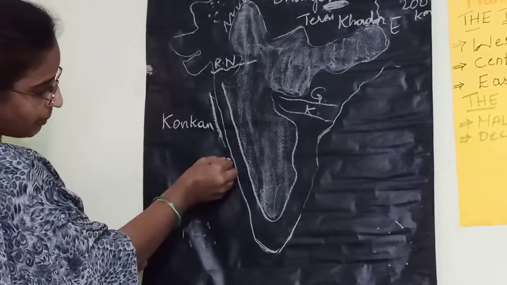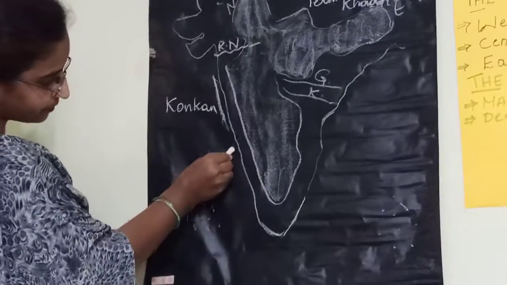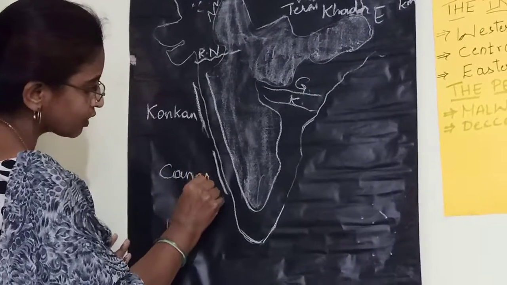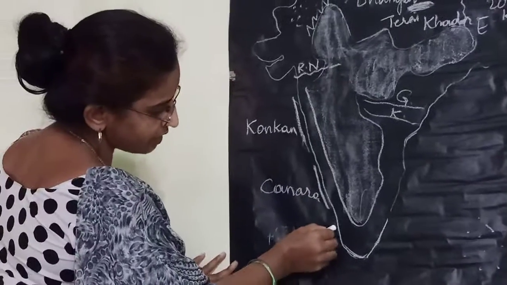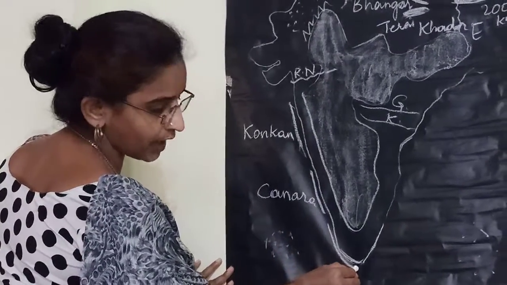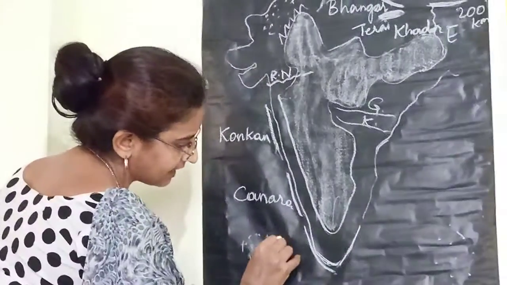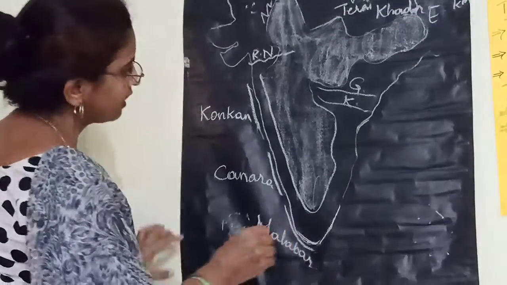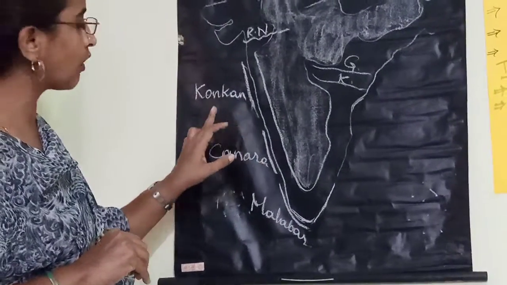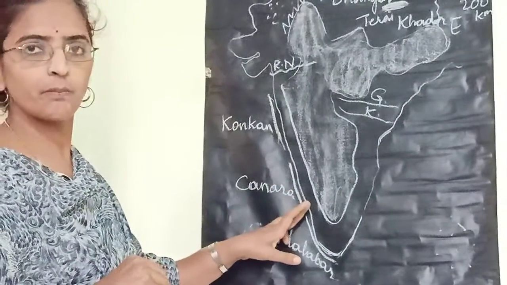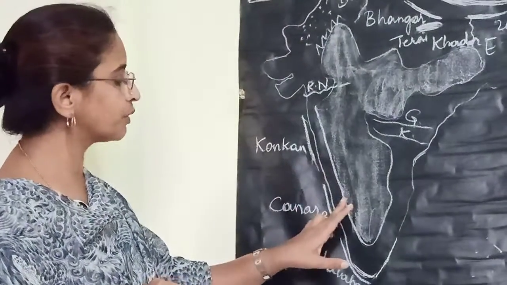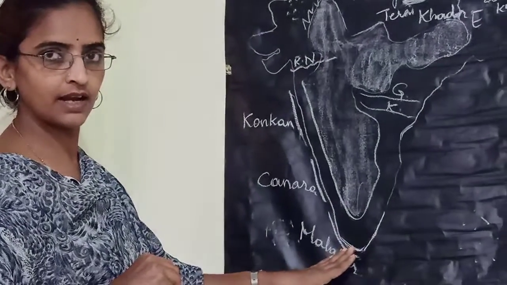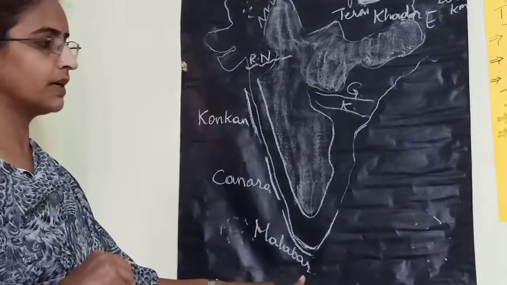The coastal part of Karnataka is called the Kannara coast. The coastal region of Kerala till the south part of India is the Malabar coast. So the coastal plain of Maharashtra and Goa is called the Konkan coast, the coastal plain of Karnataka is the Kannara coast, and the coastal plain of Kerala till the south tip of India is the Malabar coast.